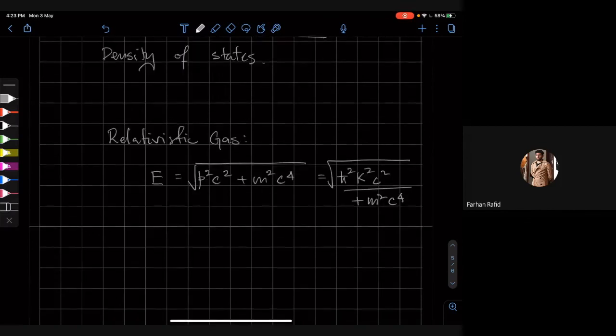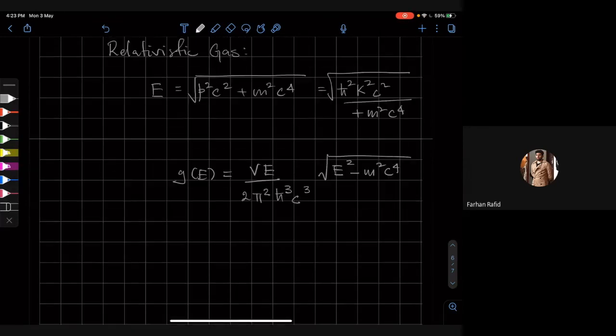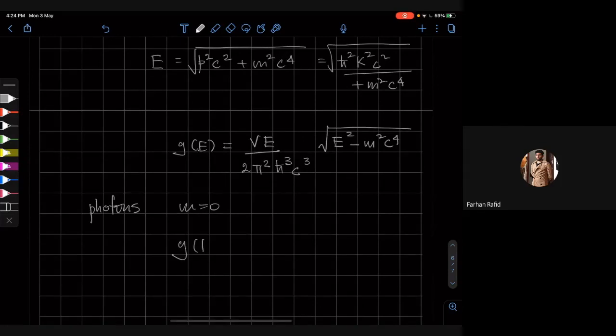Okay, so this is the relativistic gas, and now if you do the same thing again, then you get g(E) as VE by 2π²ħ³c³ times the square root of E² minus m²c⁴. You get a different result. And for photons, m is going to be 0. So for photons, this will be VE by 2π²ħ³c³ times E, which gives me E² here. But photons will have 2 polarizations, so there will be a factor of 2 here, and that 2 will cancel this 2. Okay, so this is the result for photons.